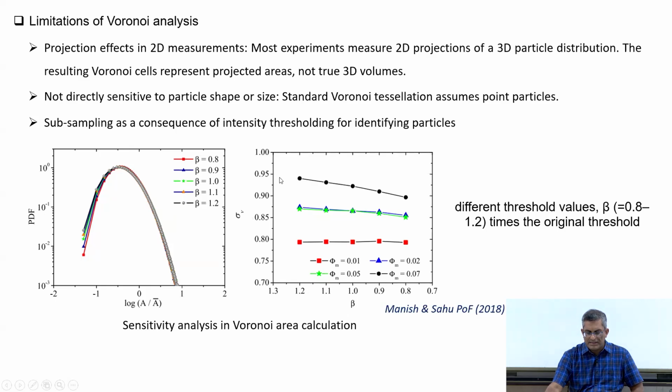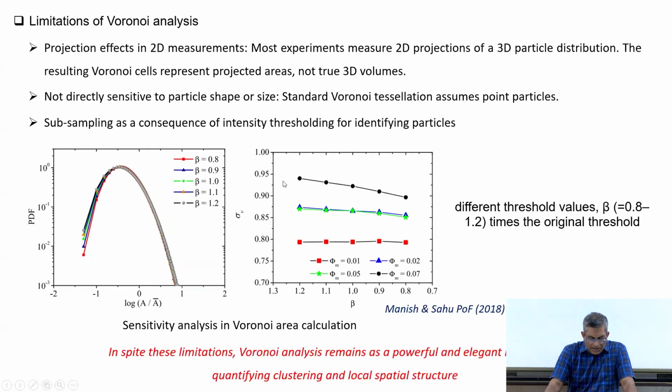You see that more or less it is constant. You see some differences when the mass loading is high. So, this means that if you have dilute loading, it will not affect much, but if you have high loading, you see there is some difference here. However, this difference itself is very small. So, finally, in spite of these limitations, Voronoi analysis remains a powerful and elegant method for quantifying clustering and local spatial structure of the clusters.